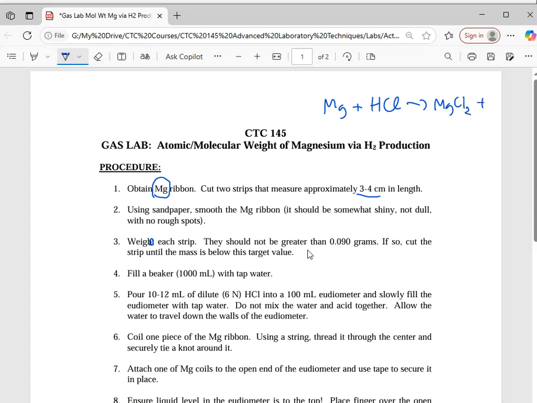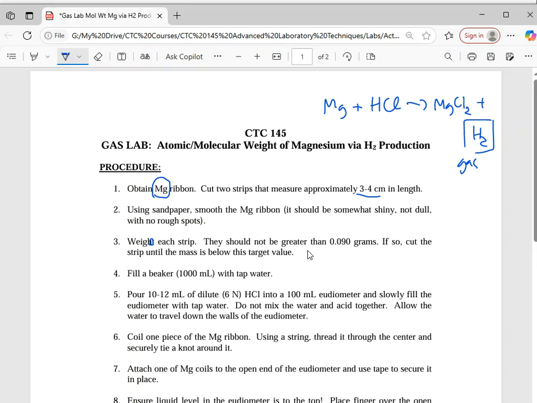MgCl2 because magnesium carries a positive 2 charge and chloride carries a negative 1 charge. And H2, which is hydrogen gas. And we know it's H2 because it's diatomic. And this H2, just like in our example, is the gas. And that is the reason that we are using a eudiometer in order to capture this product, because that's what they're for.